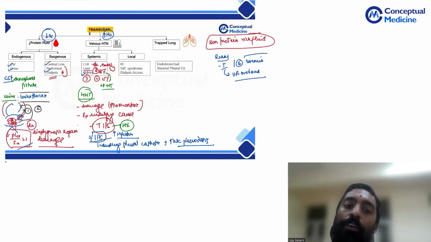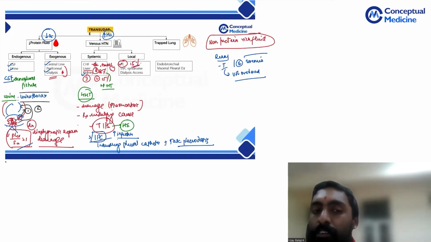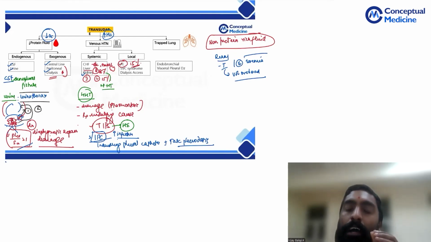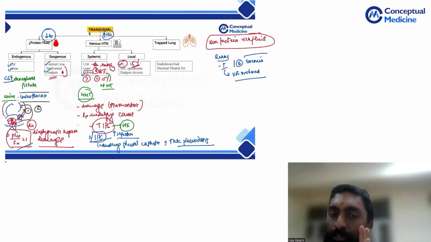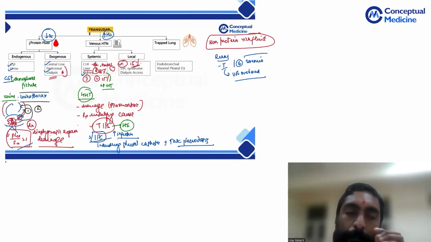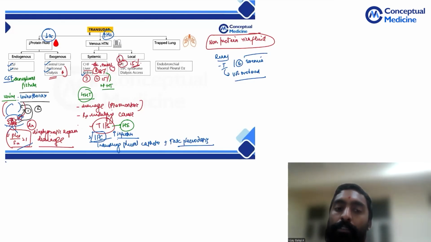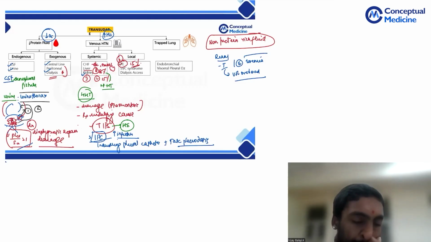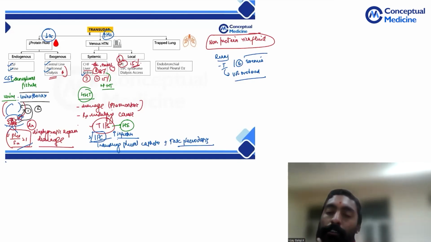Next. Local cause, you have pulmonary embolism. Very important. 15% of pulmonary embolism can come with a transudative effusion. That is because of your lymphatic obstruction. And whenever you have a unilateral effusion which is transudative, and the patient is still hypoxic, you have to rule out a pulmonary embolism unless proven otherwise. So that is one pearl that you will take back. Hypoxemic unilateral transudative effusion is PE until proven otherwise.